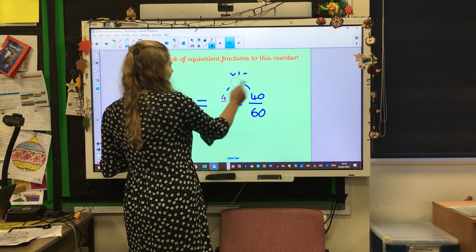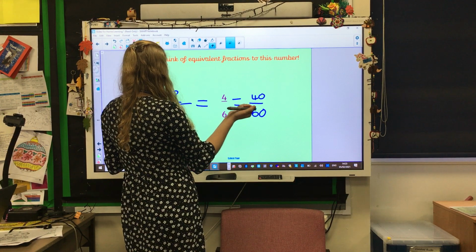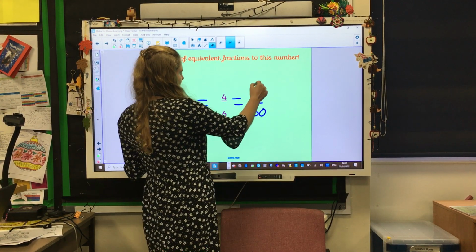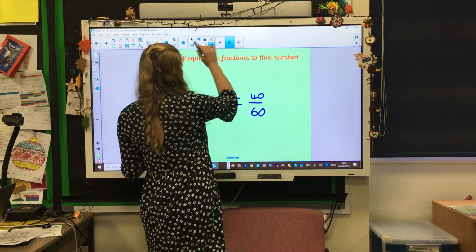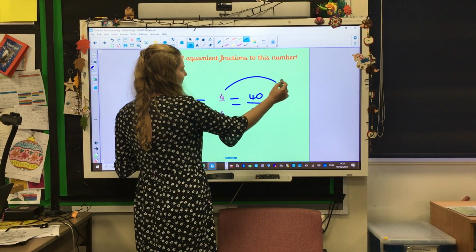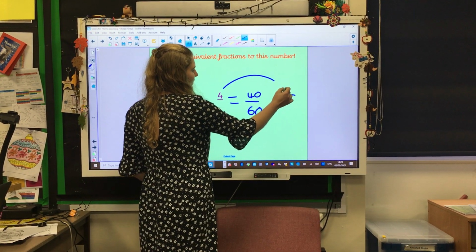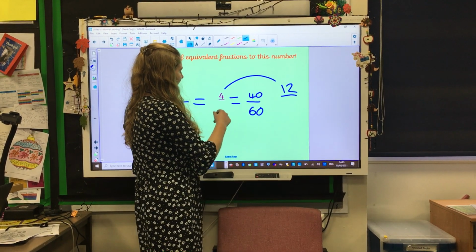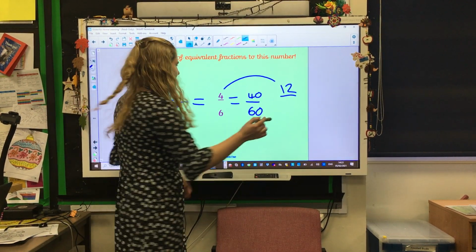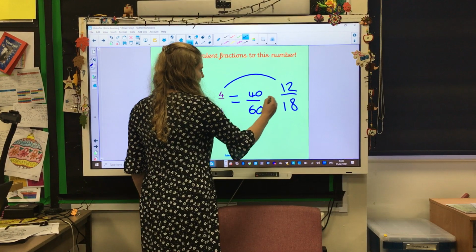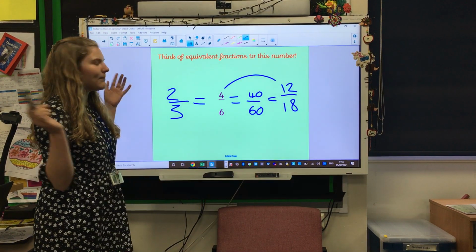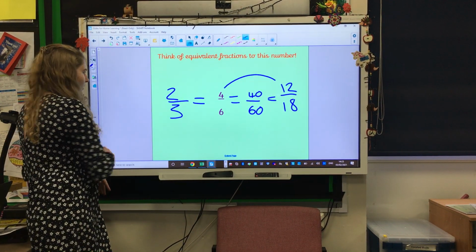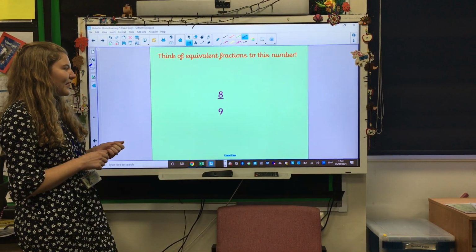Now let's do a really fun one. Let's times it by 3. So 4 times 3 is 12. 4, 8, 12. And 6 times 3 is 18. So again, 12/18 is going to be the same. They're all equivalent. Lovely.